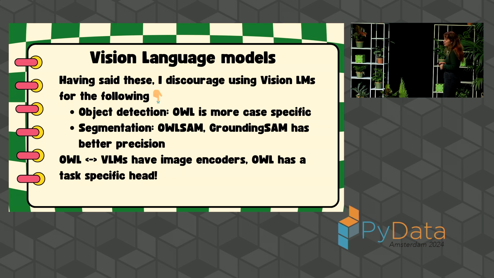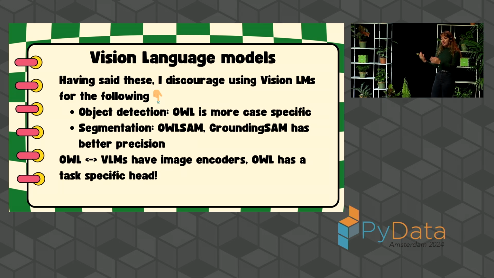I actually discourage using these models for object detection and segmentation, though, because technically, both the OWL model and PaliGemma or whatever have the same image encoder in the end, and one is more task-specific. I always encourage using the models where they are needed, as in you do not use LLMs for text classification, but actually use a text classification model like BERT or what you want for text classification. So this is the same case. I discourage using these models for these cases and actually using a segmentation or detection model.